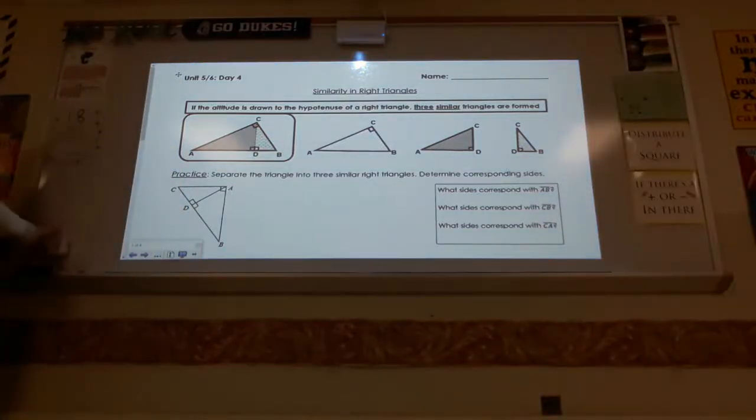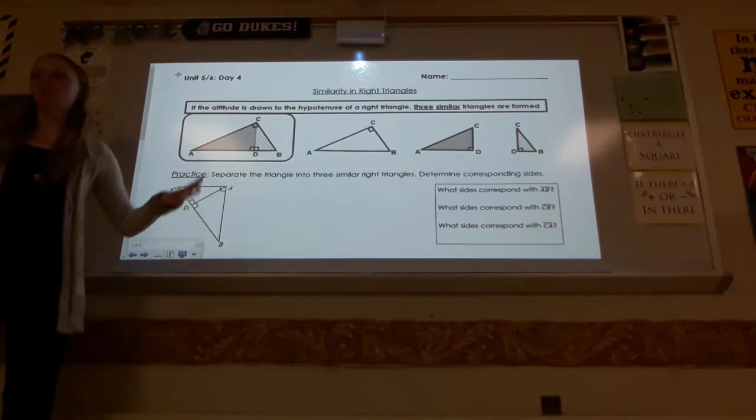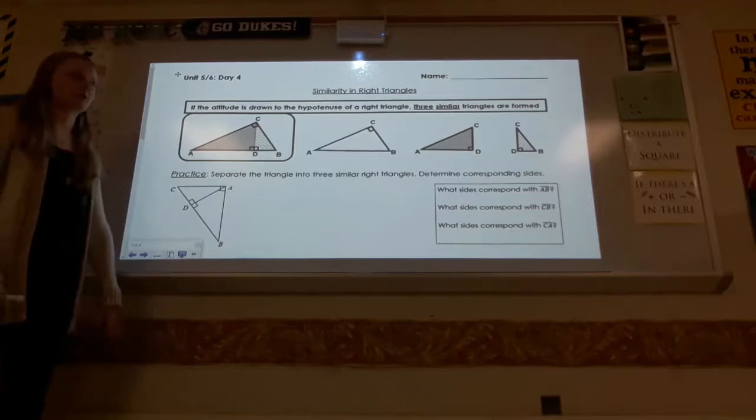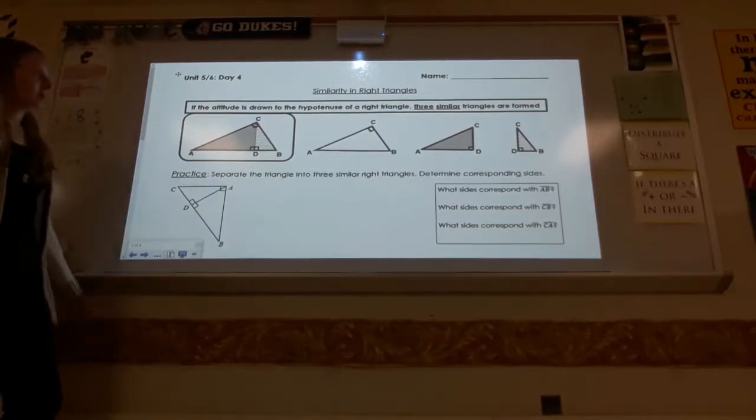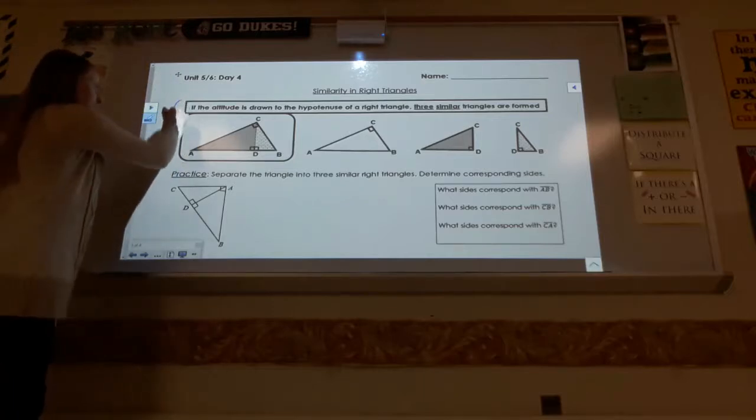Today we're going to be talking about similarity in the context of right triangles. So today is all going to be about special ways that you can solve using proportions inside of right triangles specifically. Something pretty cool that happens in right triangles is illustrated in this top part right here.